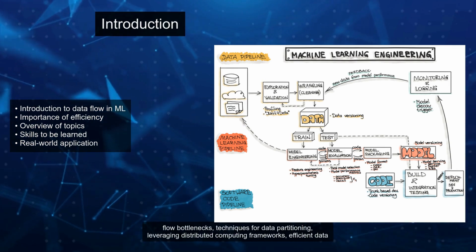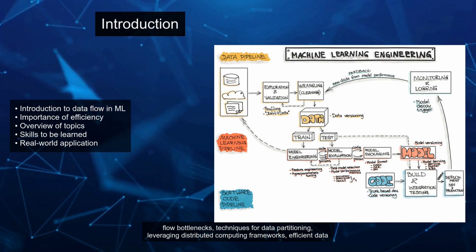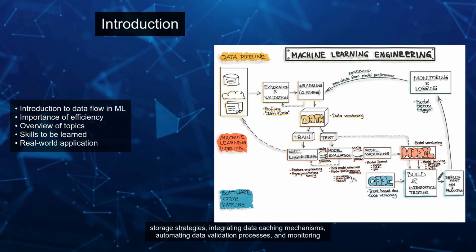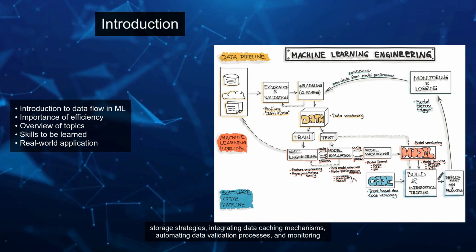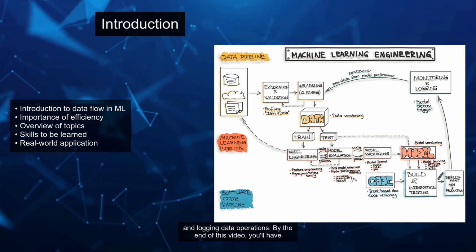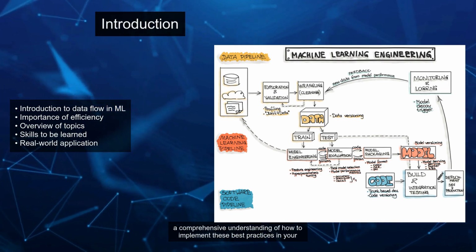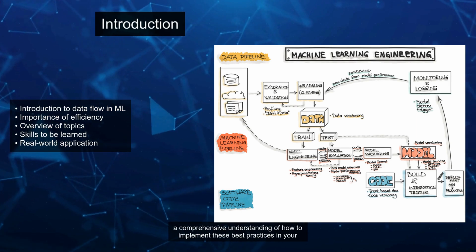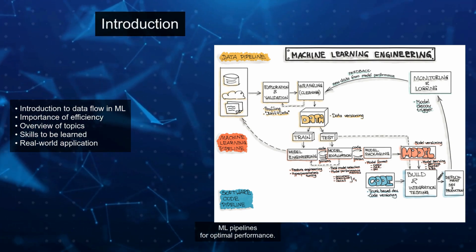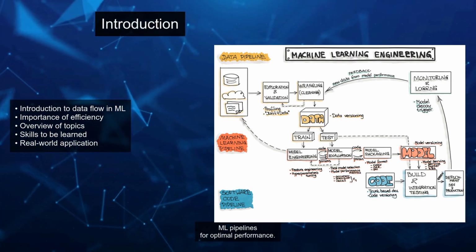resources. We'll cover understanding data flow bottlenecks, techniques for data partitioning, leveraging distributed computing frameworks, efficient data storage strategies, integrating data caching mechanisms, automating data validation processes, and monitoring and logging data operations. By the end of this video, you'll have a comprehensive understanding of how to implement these best practices in your ML pipelines for optimal performance.